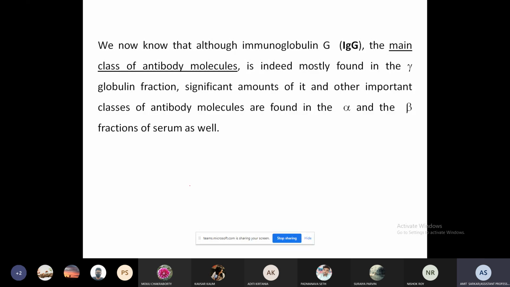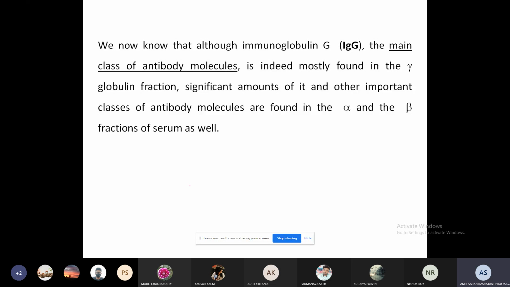This is the main class of antibody molecule, and it is indeed mostly found in the gamma globulin fraction. Significant amounts of other important classes of antibody molecules, we will see there are 5 different classes of antibody, are also found in the alpha and beta fractions. But that is a different story. The main issue is how it has been known which part of the serum contains the antibody.